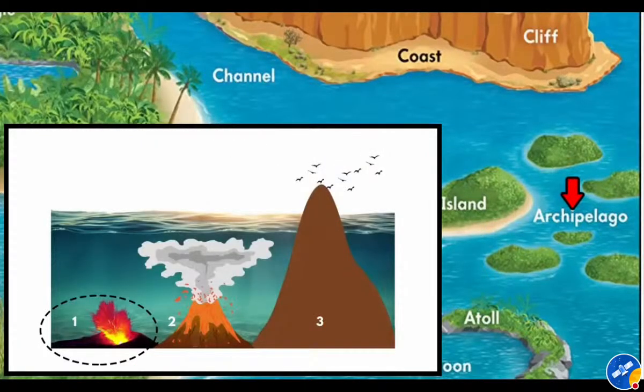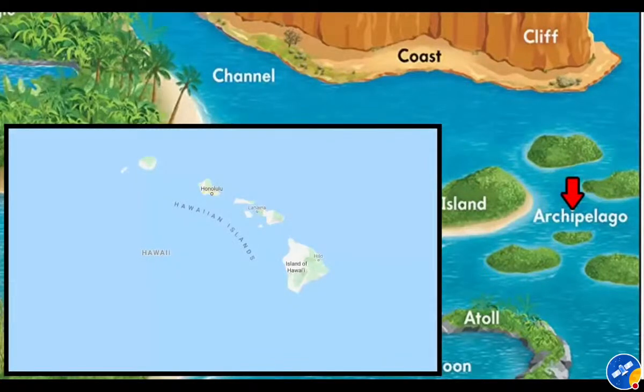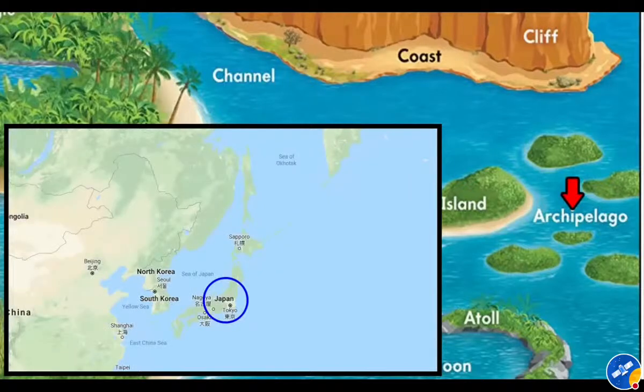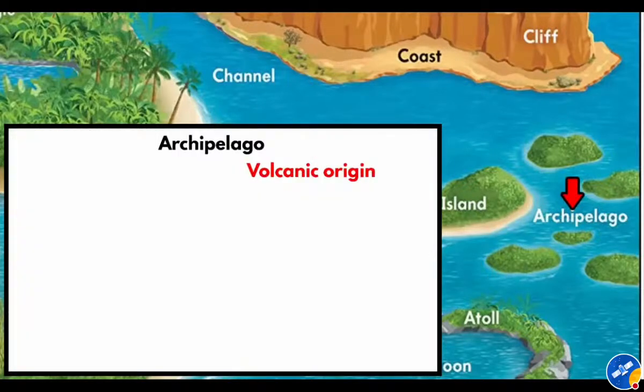In the previous term, I have explained how underwater volcanoes are formed. These are basically sea mountains and they exist in group. The Hawaiian Islands are a good example of volcanic archipelago. Then islands of Japan is a good example. There is another way archipelagos are formed. That is through glacial activity.